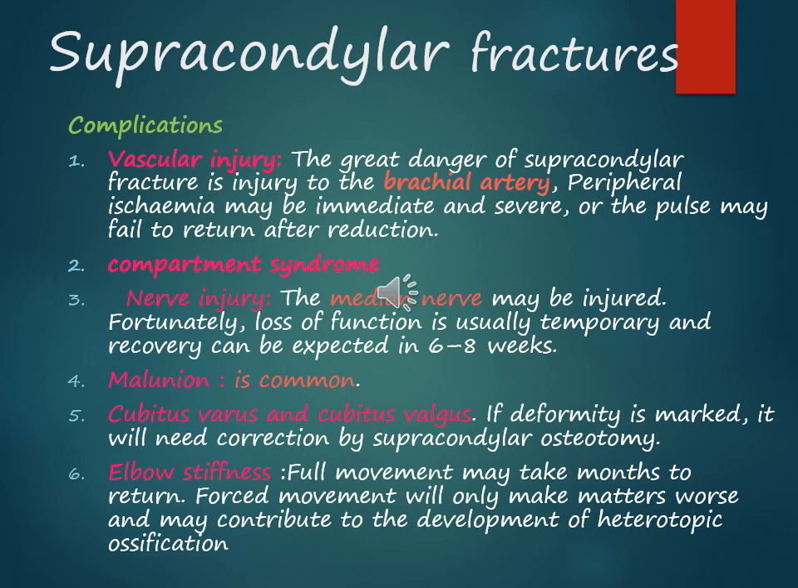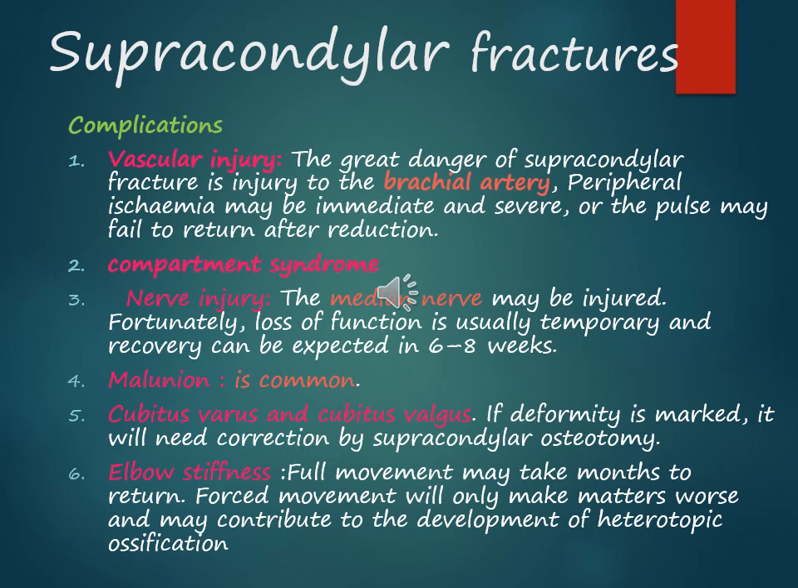Malunion is common with the supracondylar injuries. Medial displacement of the distal fragment can happen, and if not recognized and treated, this fracture will heal in this position, leading to what we call cubitus varus deformity. Cubitus varus deformity means medial deviation of the distal fragment in relation to the proximal fragment. This is the most common deformity, secondary to malunion of supracondylar fractures. This deformity has poor remodeling potential, and if it happens, it can require a supracondylar osteotomy to correct it.